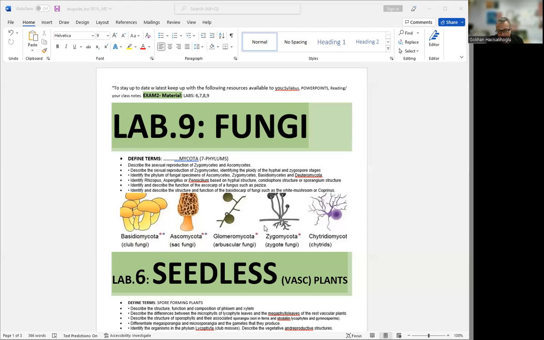Phylum number 5 is Glomeromycota. There are only 160 species under this. All the mycorrhizal fungi that work with plants in the soil are in this group. 90% of plants have some kind of relationship with these fungi.